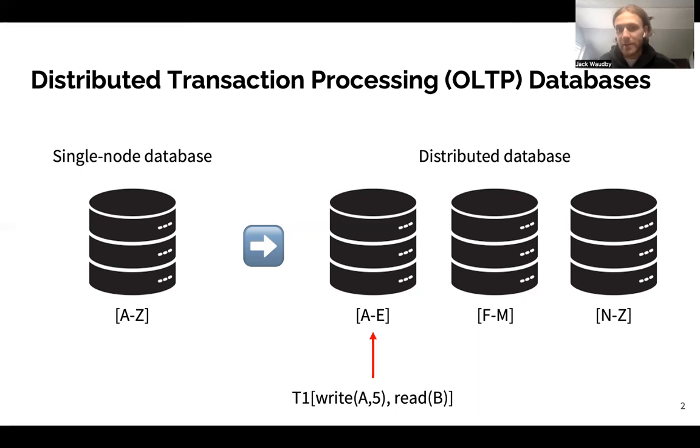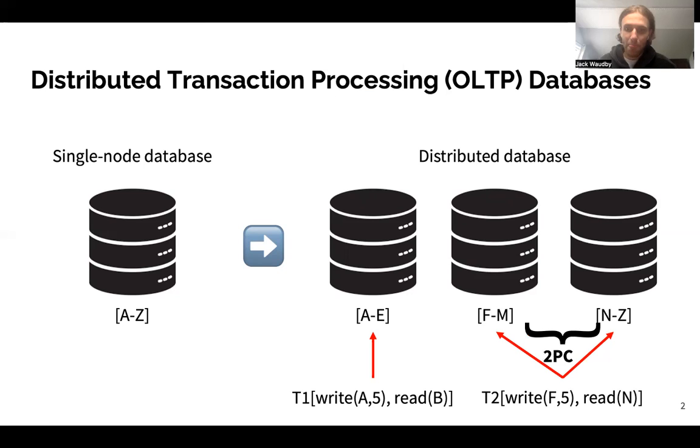However, in a practical setting, our transactions might need to access data stored on multiple partitions. For example, here, transaction 2 is accessing key F and key N, which happen to be stored on database nodes 2 and 3. To ensure atomicity and durability of these distributed transactions, we need to use an atomic commit protocol to get both of these nodes to agree on the outcome of a transaction. To do that, we typically use a protocol known as two-phase commit.